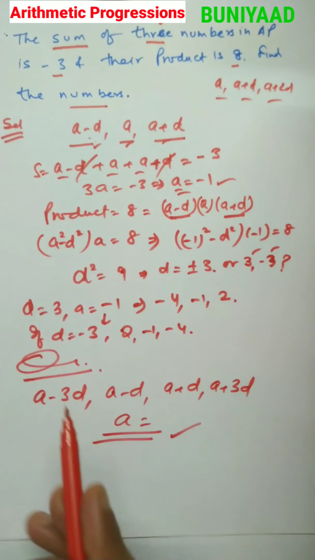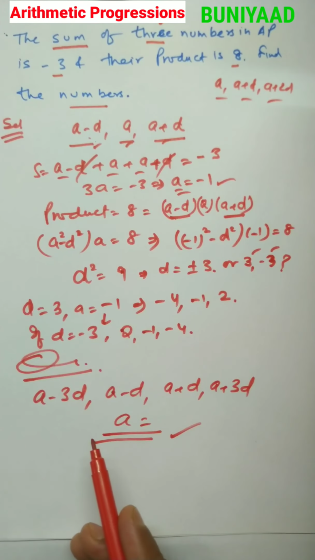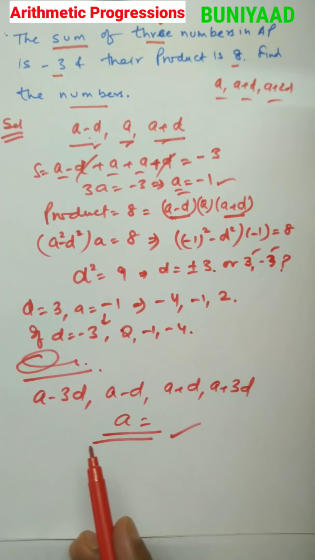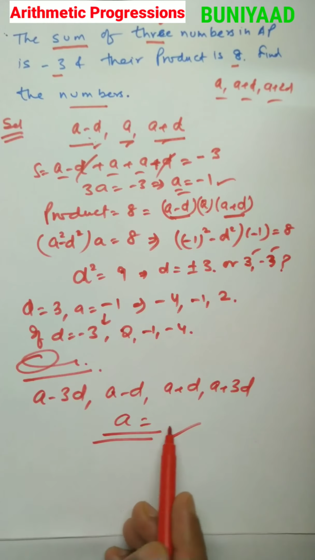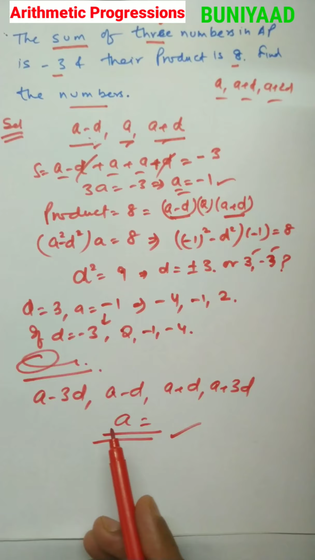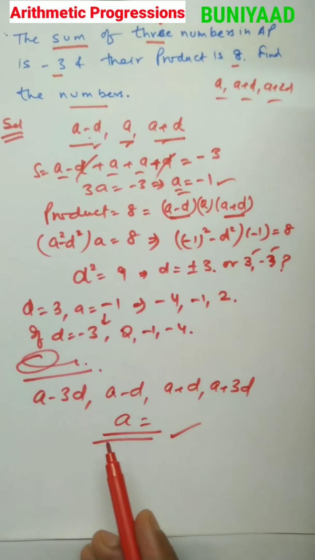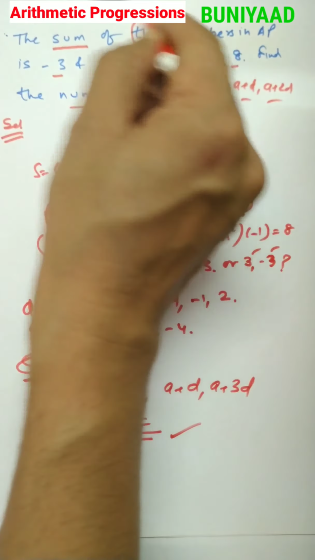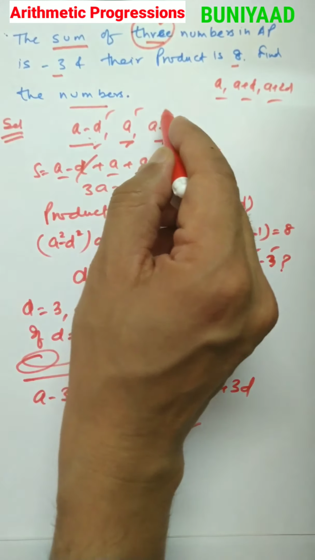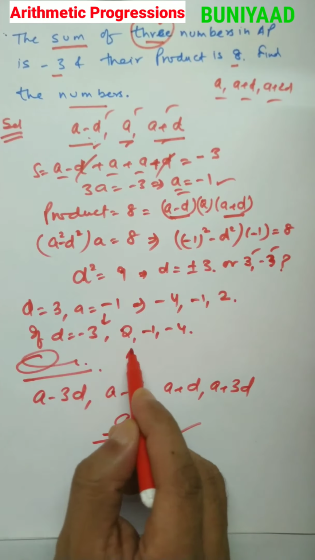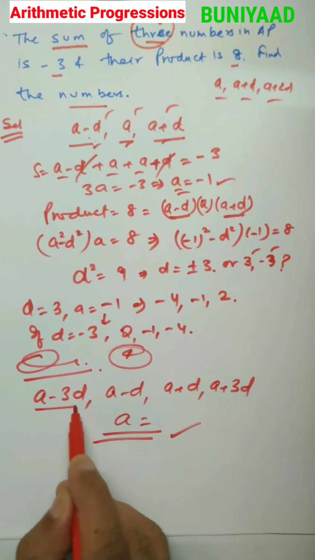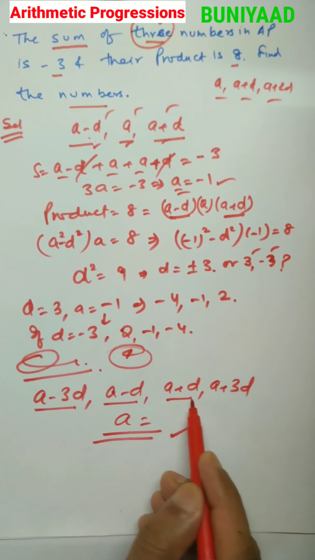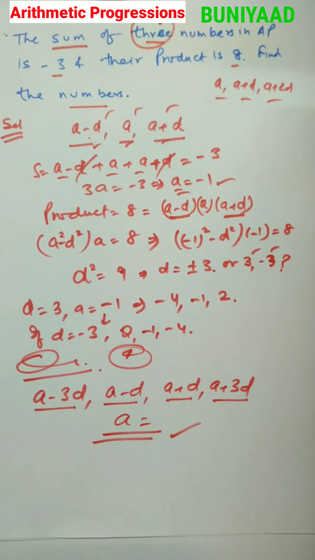The condition will be there, like if the product is given, or in some questions the sum of whose squares is given, so you can put the value of a and substitute it there. The same way you will get the value of d and you will get the numbers. So for three numbers it's a minus d, a, a plus d, and for four numbers it is a minus 3d, a minus d, a plus d and a plus 3d.